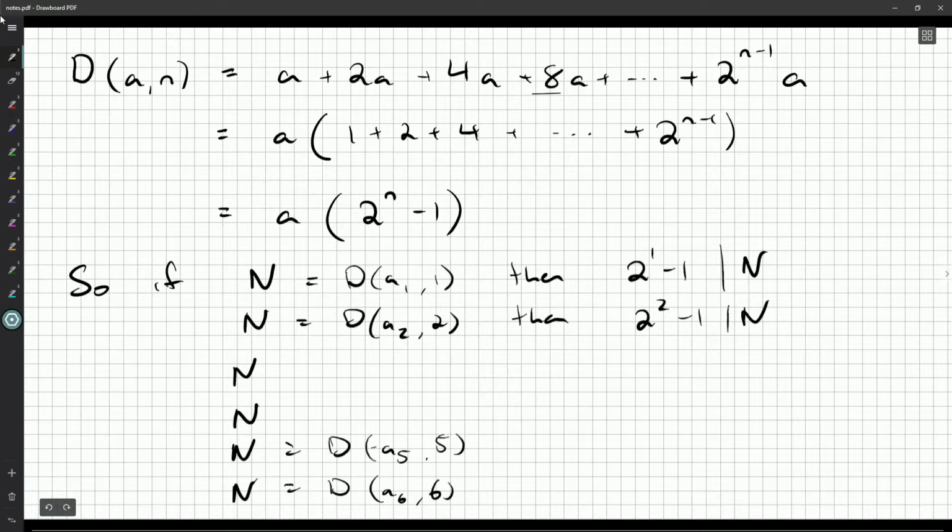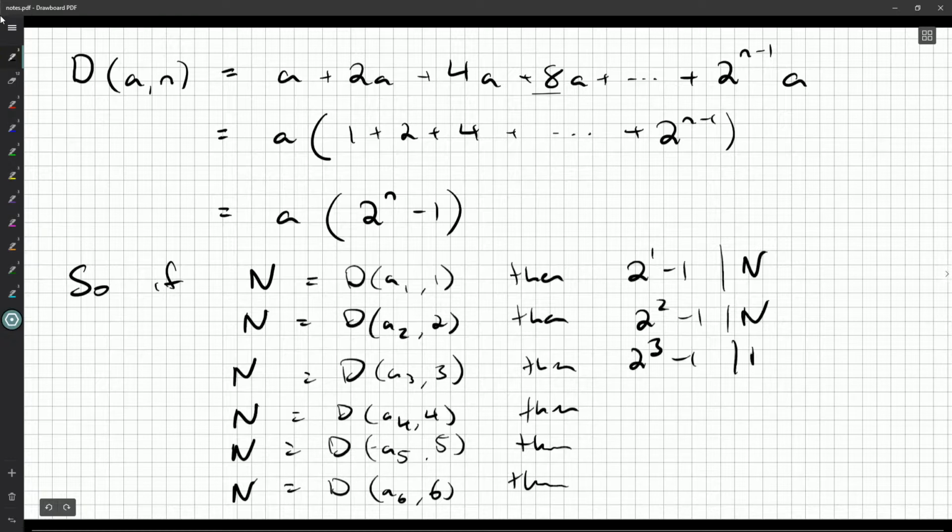A5, 5, A4, 4, A3, 3. So 2 to the 3 minus 1 must divide n. Well, that's 7 divides n, and 2 to the 4 minus 1 divides n. So 15 needs to divide n.